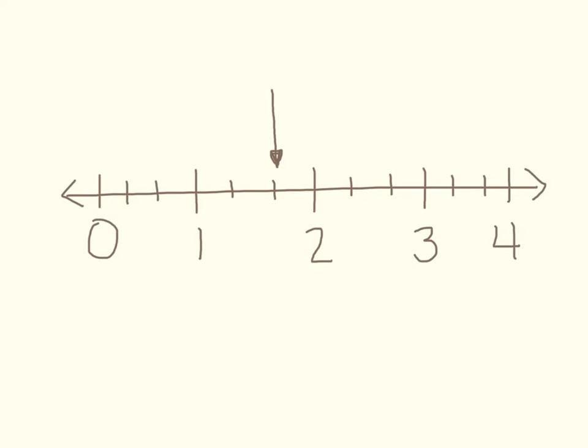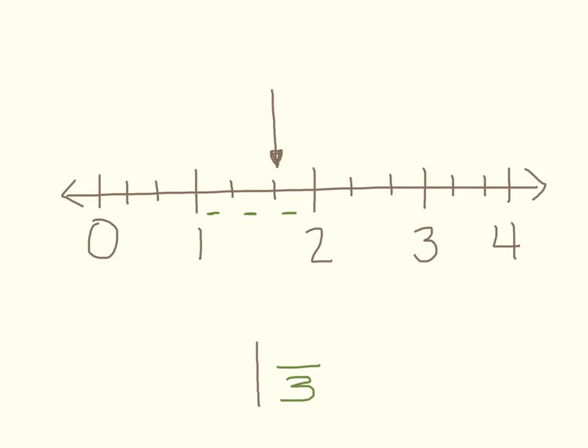Okay, well, the first thing I'm going to do is identify my whole number that I am going past. Well, I go 0, 1. Well, I'm just past the 1, but I'm not to the 2 yet. So my whole number will be 1. Now I need to figure out what my denominator is. Well, I'm counting spaces. 1, 2, 3 spaces. So go ahead and write what your denominator would be. You should have written 3 because I have 3 spaces.